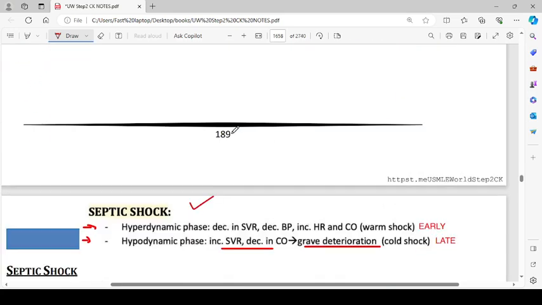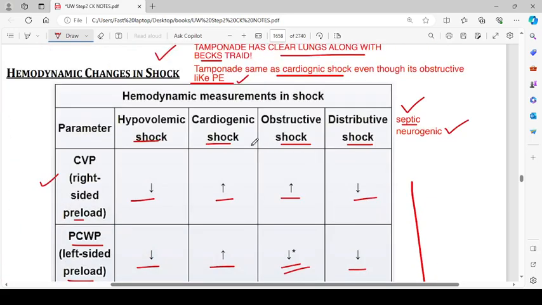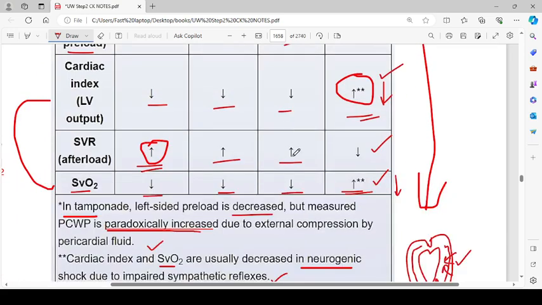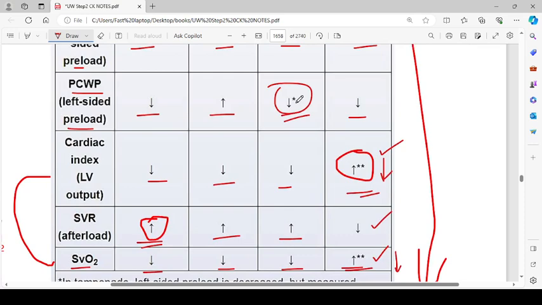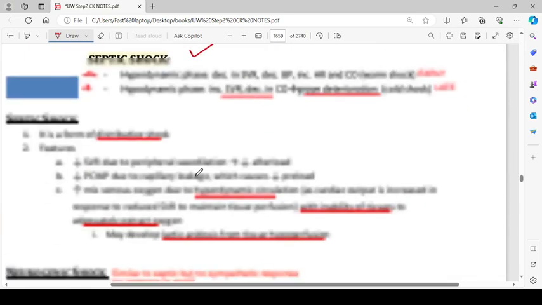The next point is the only difference between cardiogenic shock and obstructive shock, like these are the ones, right? So the only difference is here and also here, but the main difference is that pulmonary capillary wedge pressure is low in cardiogenic shock, but for tamponade it is measured high, right? So it looks like that. Then the next point is septic shock.